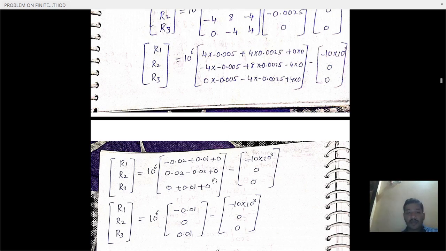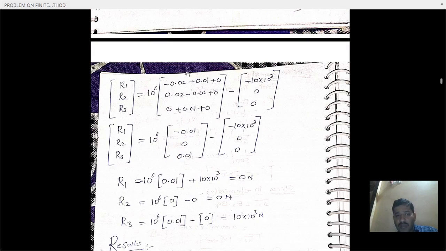Okay dear? Again 0 into anything should be 0. Minus into minus should be plus, 4 into 0.025, the value is 0.01. Plus 4 into anything should be 0, minus 10 into 10 power of 3, 0, 0. If you add the whole value, then you will get minus 0.02 plus 0.01, it should be minus 0.01. Because the positive and negative terms will be cancelled, the value should be 0. Again here only 0.01 equal to, sorry, minus 10 into 10 power of 3, 0, 0.